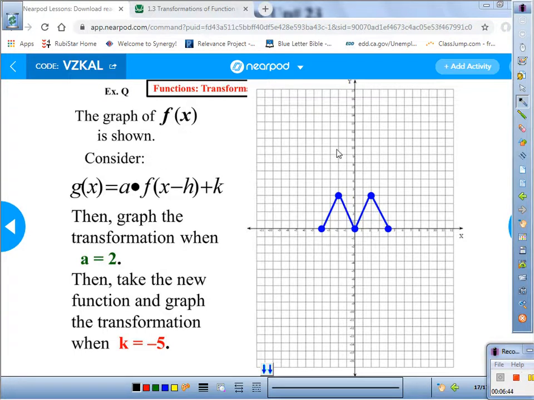So here's f of x. You guys see it here? Yes. Okay. Whatever the rule may be to create that, there it is. However, they're asking us, consider the formula g of x equals a times f of x minus h plus k. Then, graph the transformation when a is 2. So pay attention to this part. Here it goes. When a is 2.